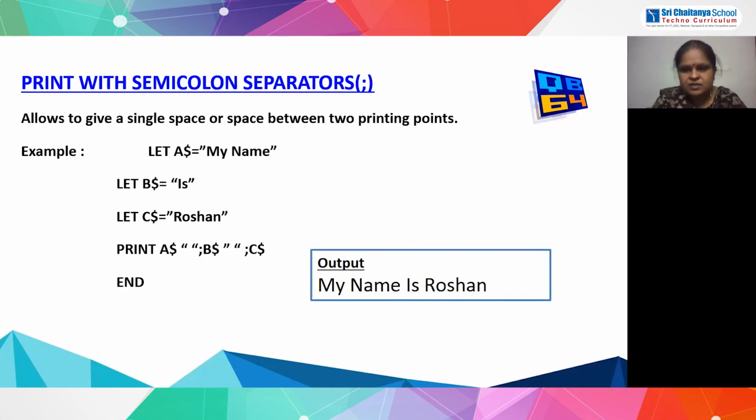Now you can see on the screen, "my name is Roshan." It is written using one single space. Why? Because you can see the print statement. In the print statement, I have given A$, then what have I given? Semicolon, B$, semicolon, C$. So what is happening? It is leaving one space and printing the next word. I hope it is clear. I hope you have understood everything.